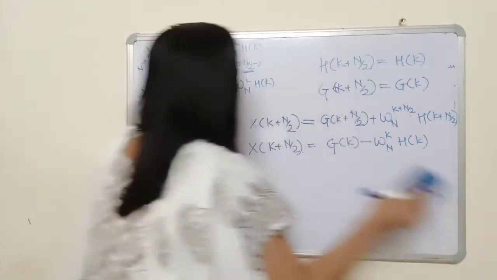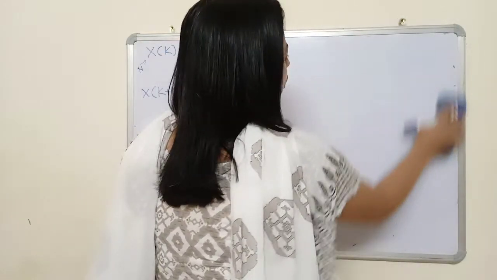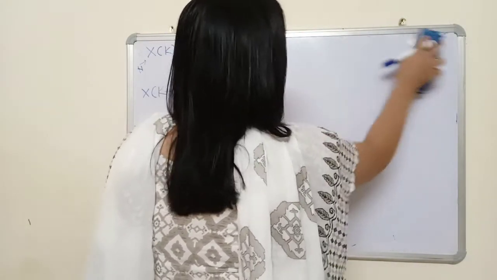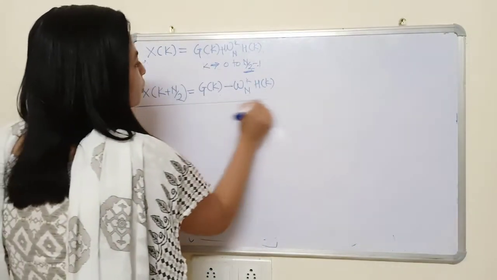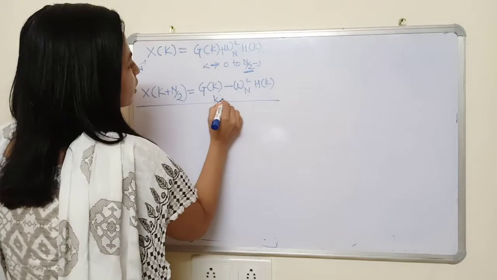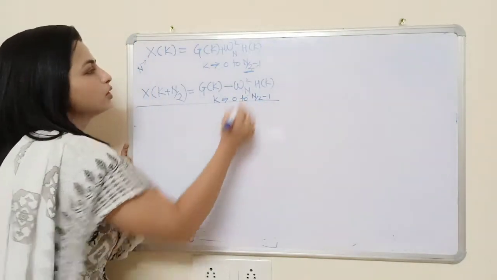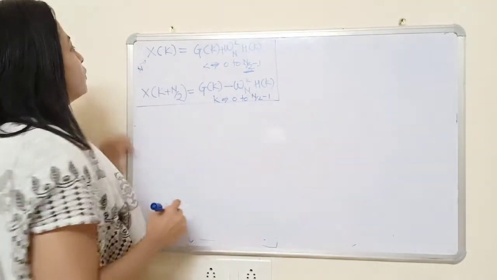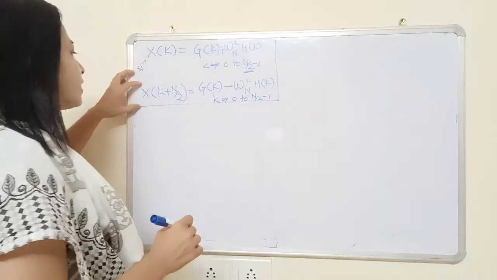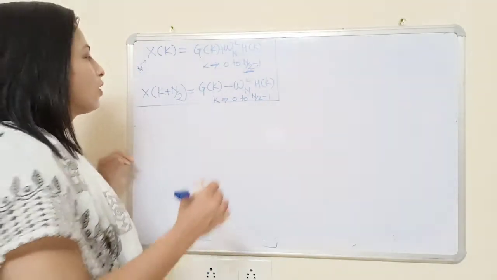Now these two are very important equations, so I have written this in the corner. So now using these two equations, here also k is varying from 0 to n by 2 minus 1. So these two are very important equations. For first half number of points and second half number of points, we are going to use this.